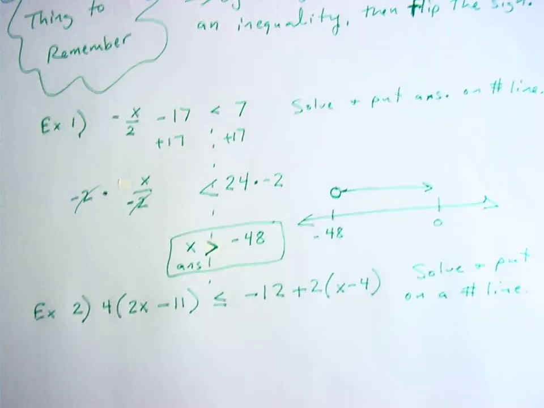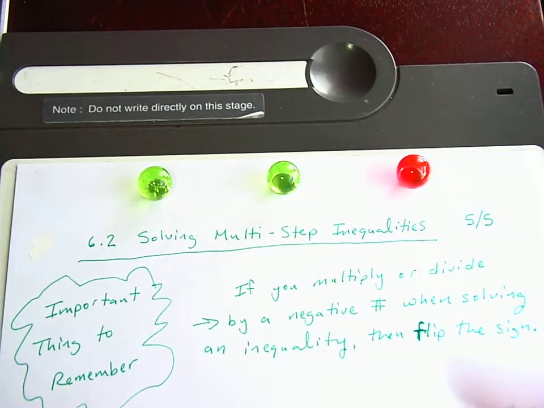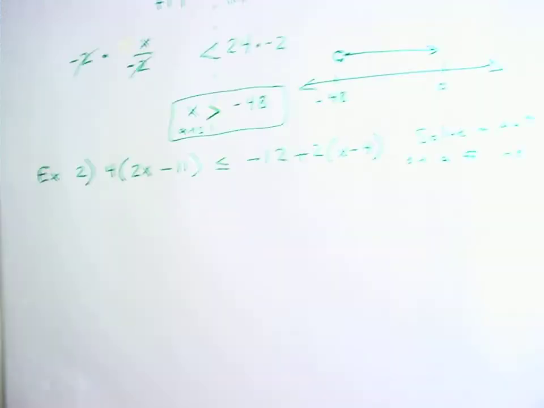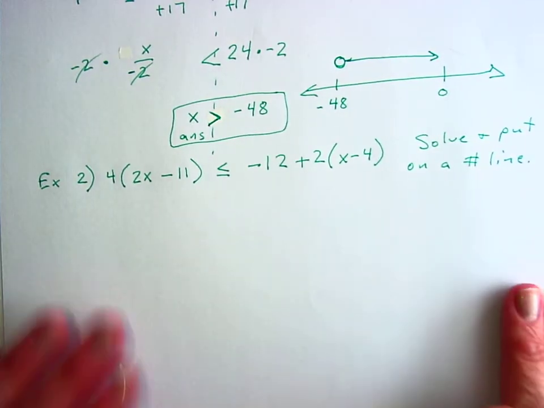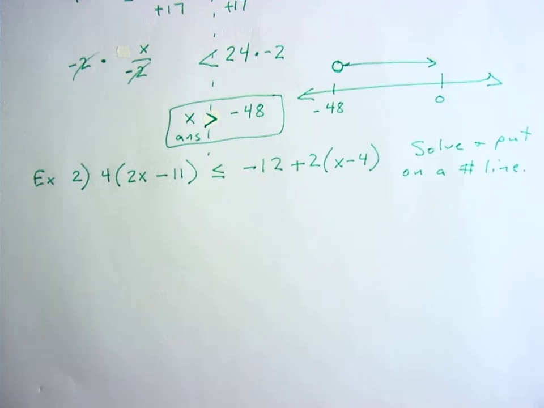Okay, so this is a good time to pause the video. Remember, there's only one important thing to remember. If you multiply or divide by a negative number when solving an inequality, then flip the sign. Everything else you just solve like normal. So I'm going to have you pause the video right now and write this equation down.